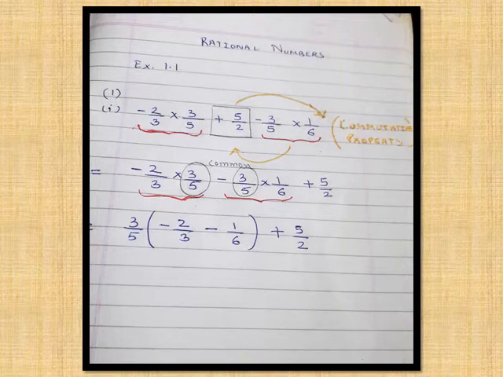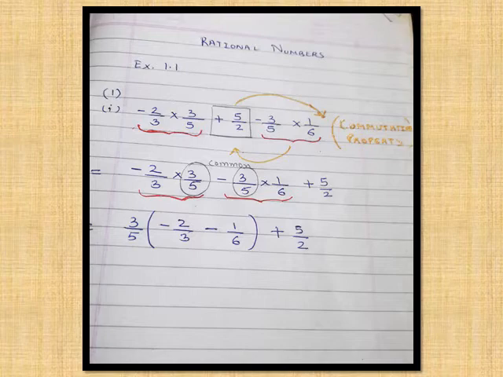Now, since we know that 3 upon 5 is common, it signals to another property, that is the distributive property. We have learnt in the distributive property that A bracket B plus C or B minus C opens up into A into B minus A into C. So this is the expanded form in step 2.